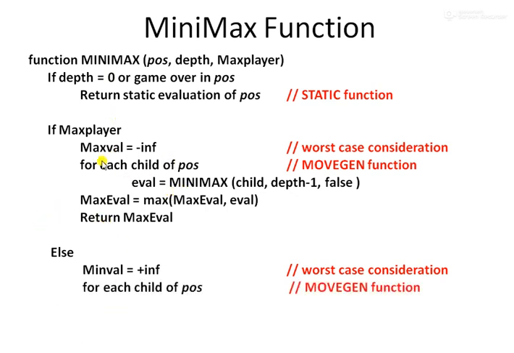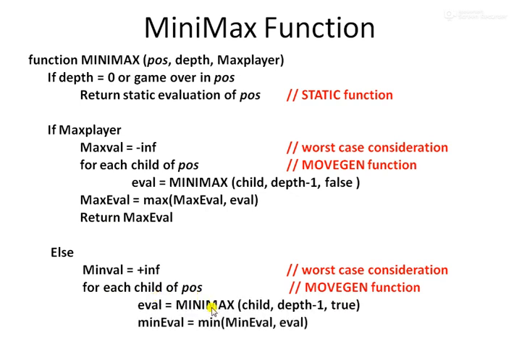So again the same things for the max will be repeated. Like for min also, we'll have to generate the children for that particular position, then we'll have to call the minimax, then we'll have to find out the min, then return the min value. So that is the pseudocode for the minimax function. Here we will have to use the static function. Here we can generate the moves function.